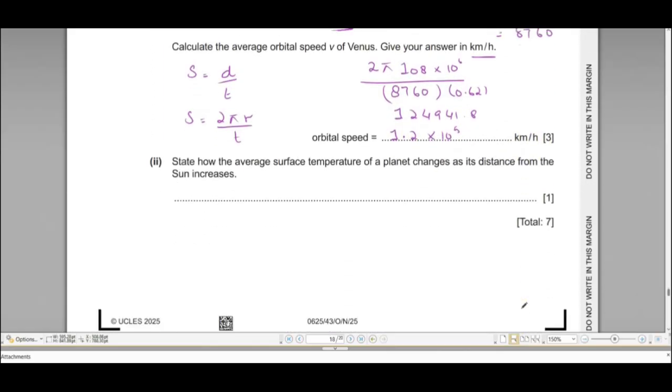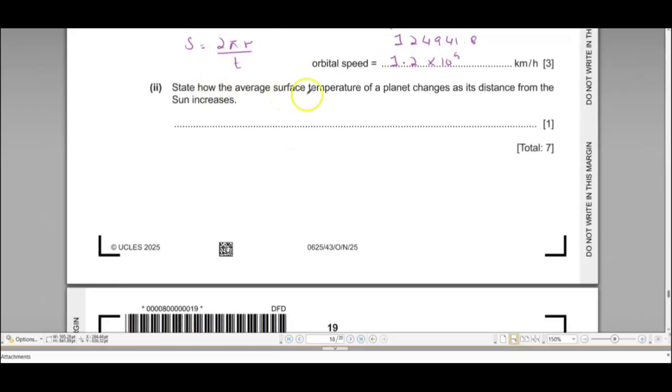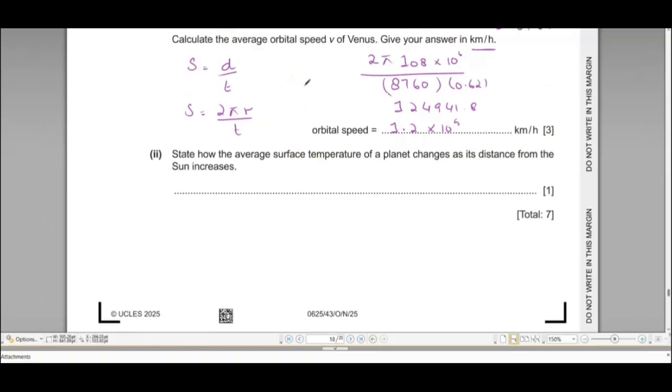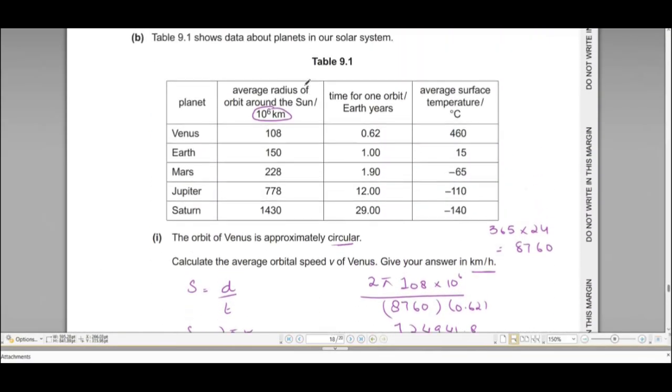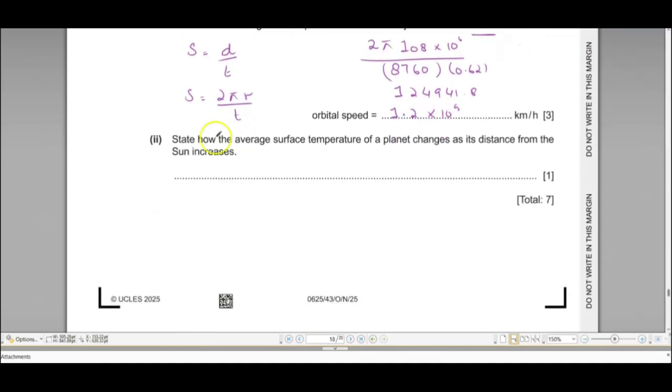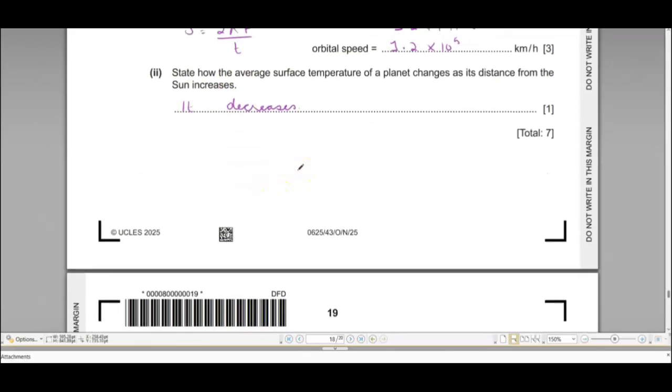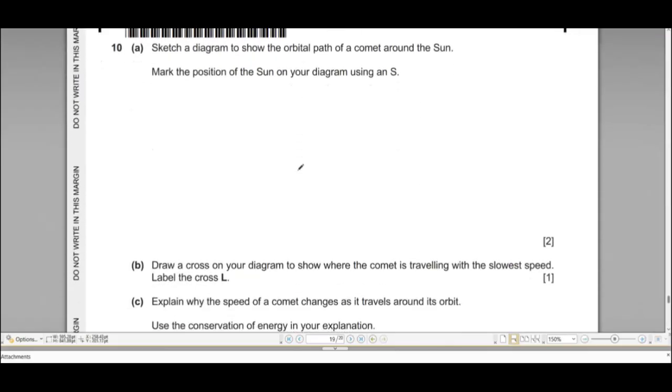State how the average surface temperature of the planet changes as its distance from the sun increases. So you can see in the table that from Venus to Saturn it's decreasing. So we can just write down it decreases. Okay. So moving forward to question number 10.